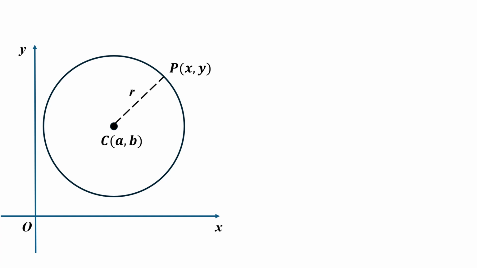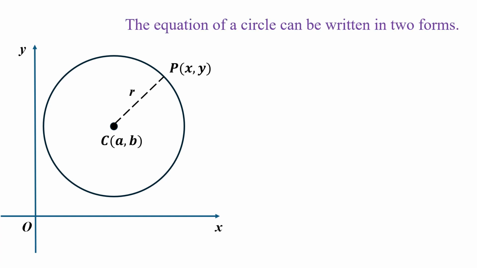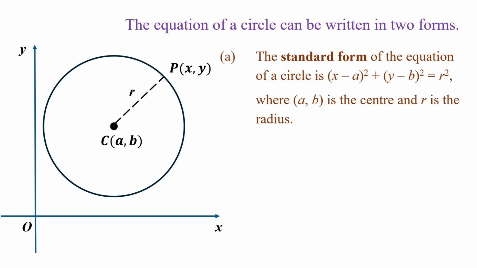So there are two ways of expressing the equation of the circle. The first one is called the standard form. Right, the standard form is such that (x minus a) squared plus (y minus b) squared equals r squared, where a and b represent the center of the circle and r is the radius of the circle.